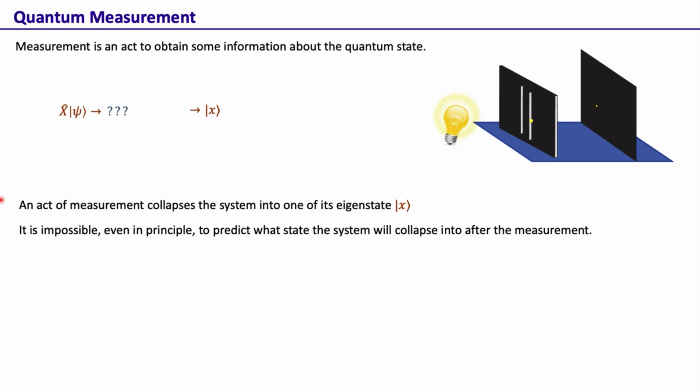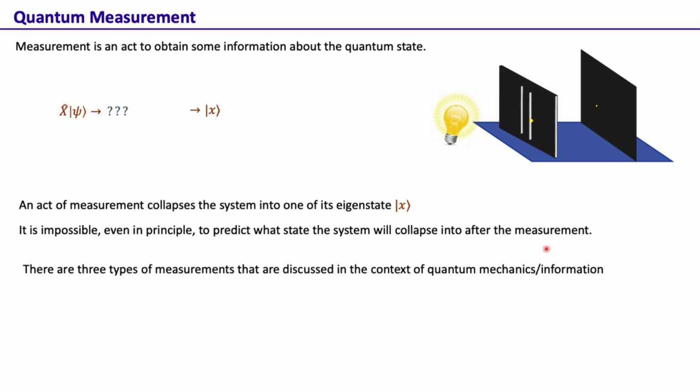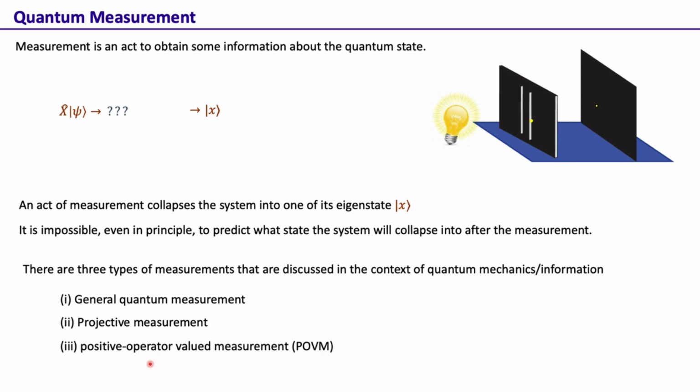So that's the generic understanding of measurement in quantum mechanics, and in this lecture we'll try to have the mathematical formalism to represent this generic understanding, as well as provide some intuitive way of understanding these concepts. In general, there are three different types of measurements discussed in the context of quantum mechanics and quantum information. The first is general quantum measurement, the second is projective quantum measurement, and the third is positive operator valued measurement, called POVM.